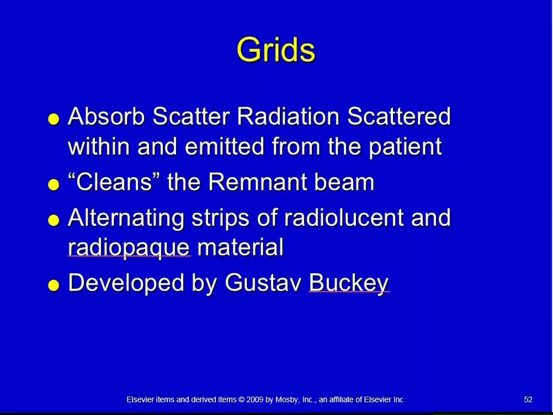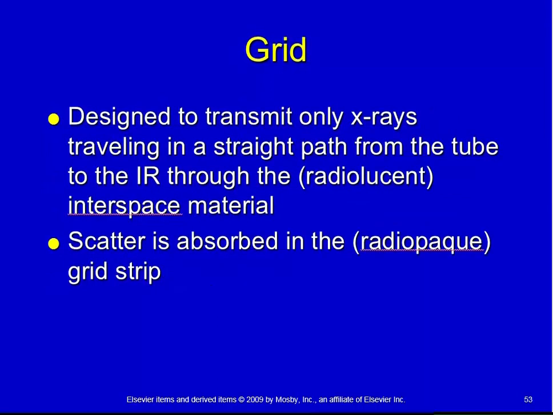The lead absorbs X-rays. So that sounds like a bad thing. We're putting something in the remnant beam that absorbs X-rays. And in a way, it kind of is a bad thing. But we're going to deal with the bad part and end up with a better product in our final image. So it was developed by Gustav Bucky in order to clean up scatter radiation and make a higher quality image. So they're designed to transmit only X-rays traveling in a straight path from the tube to the image receptor, and that goes through the interspace material.